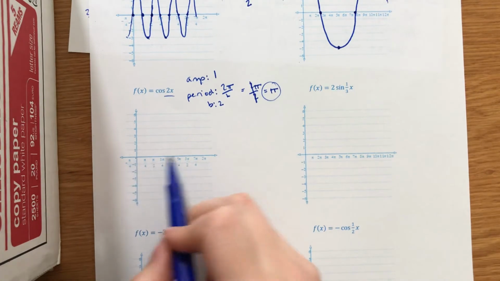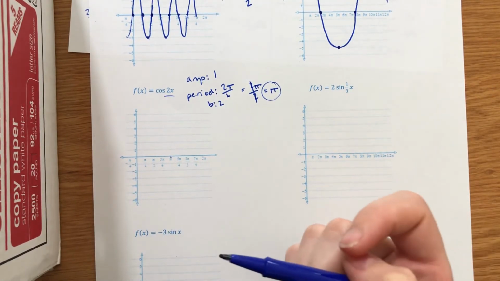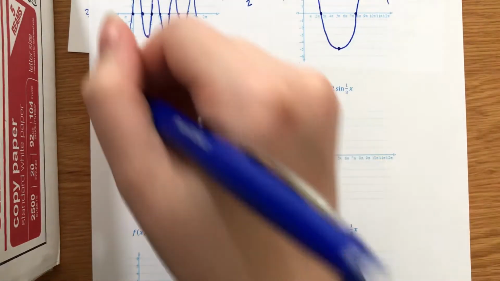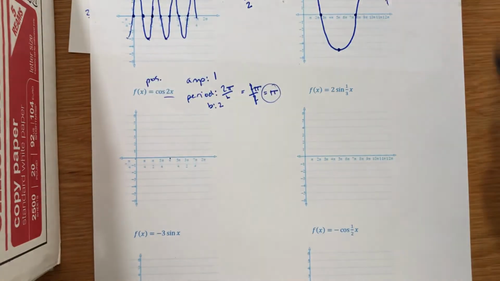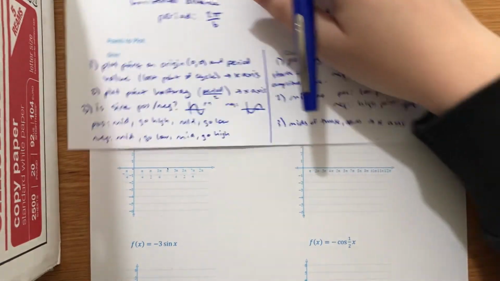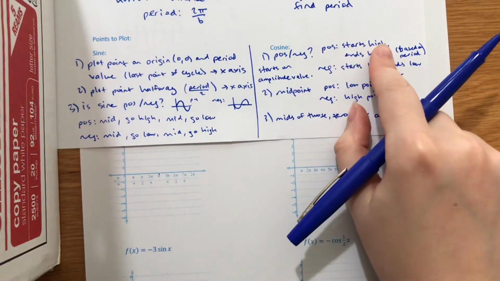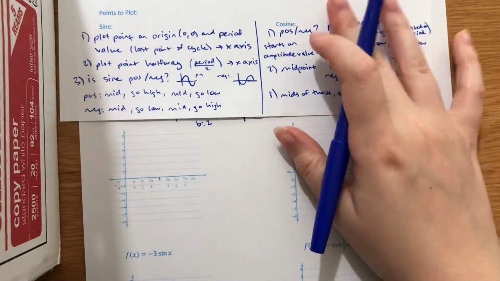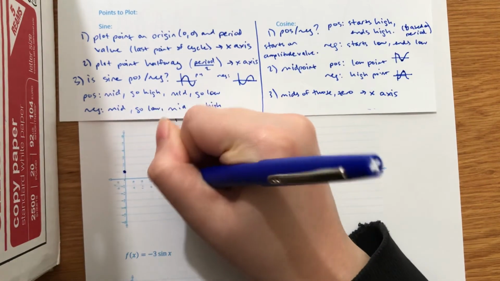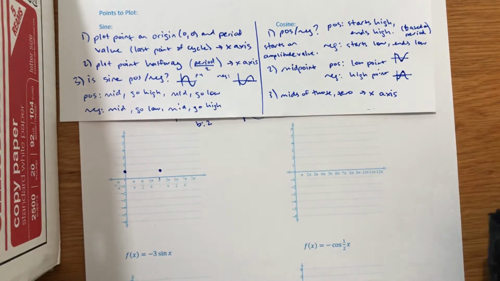So we start at 0, go to pi. Pi is right here. And it's cosine, and it's positive. So it's positive cosine. So let's go look at our positive cosine rules. It's positive, starts high, ends high, and your amplitude is 1. So this one's going to be kind of short. It's going to start at 1, and at pi, it's going to end at 1.